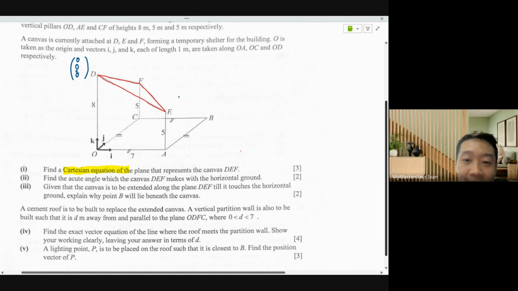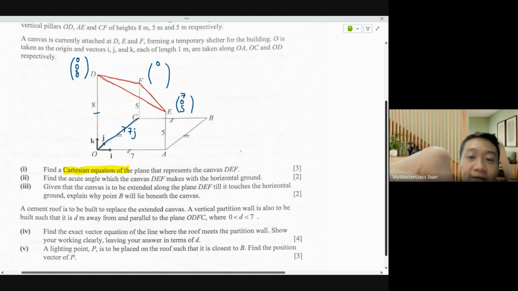Okay. How about E? Joshua? No, because you must, 005 is here. Understand or not? You must move to 7 first. Yes, 705. Be careful. Understand? Okay. Then how about F? You need to go here first, which is 7j, right? Yeah. So I got nothing, right? 7j plus 5k. Because you need to go here and then you go upwards. Understand or not? Okay. So now we label 3 points.